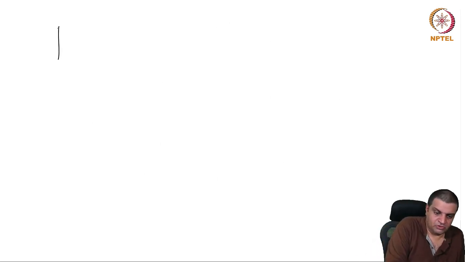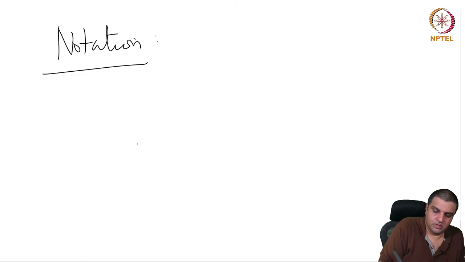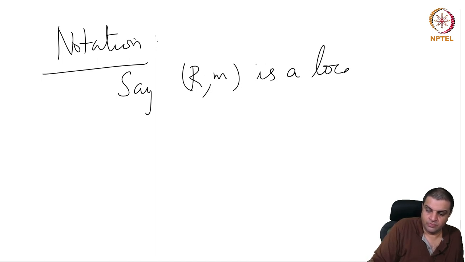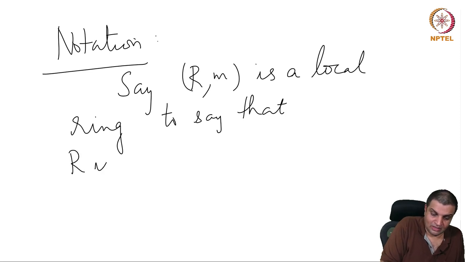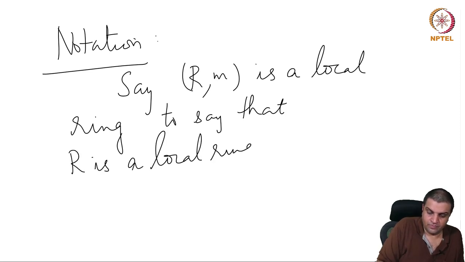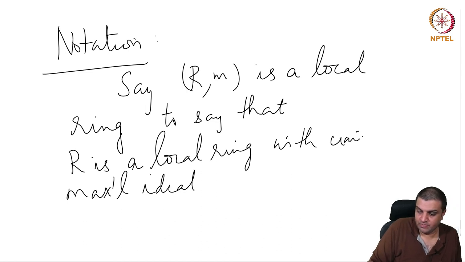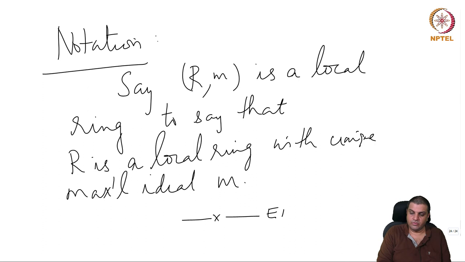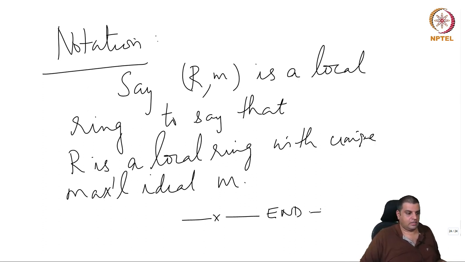Okay, so just one piece of notation before we finish. We say (R, m) is a local ring to say that R is a local ring with unique maximal ideal m. So that's the end of this lecture. In the next lecture, we will look at what is called the determinantal trick and Nakayama's lemma, and then we will try to understand some of the topological aspects of Spec R.